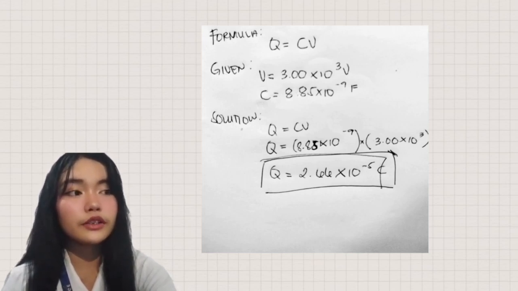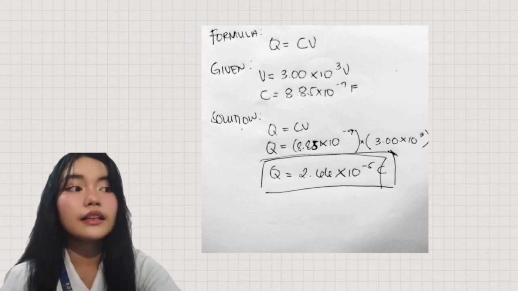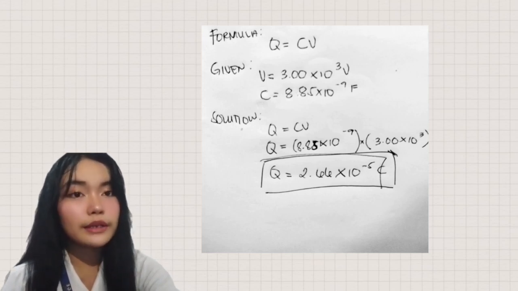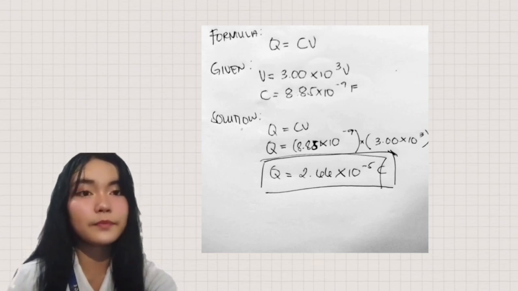If we calculate, we get Q equals 2.66 times 10 raised to the power of negative 5 C. Therefore, the charge stored in the capacitor is 2.66 times 10 raised to the power of negative 5 C.